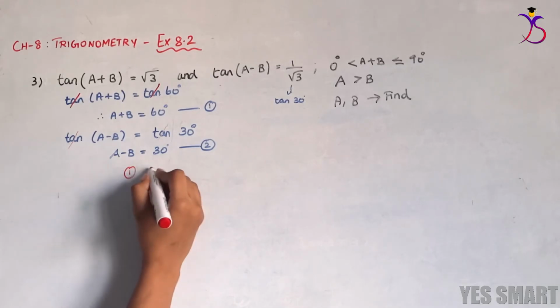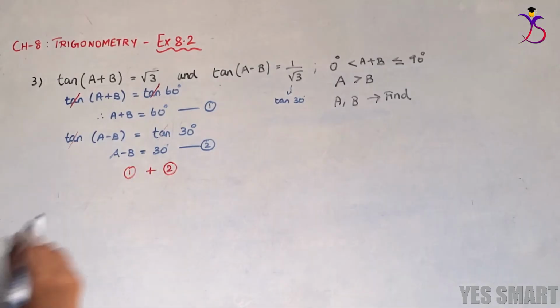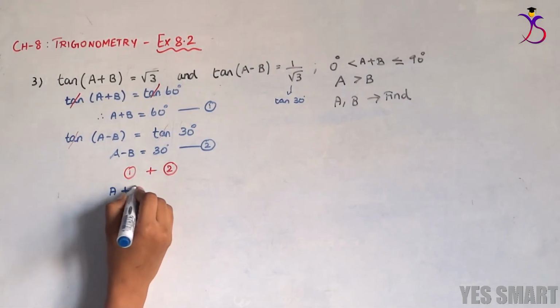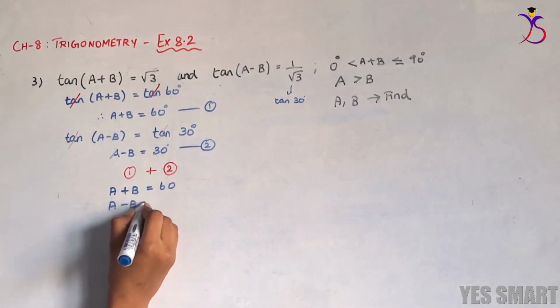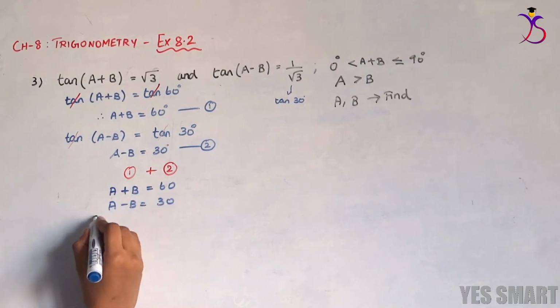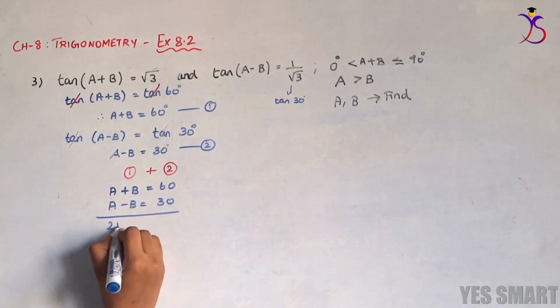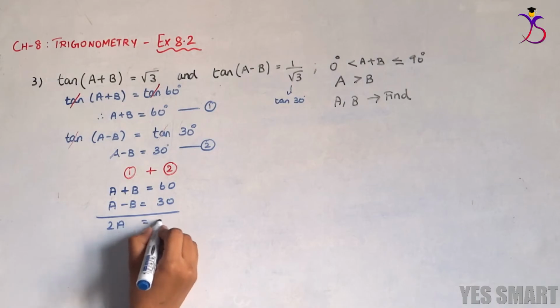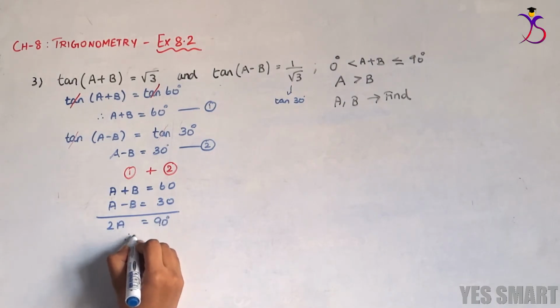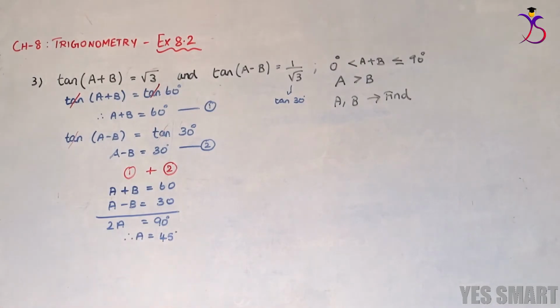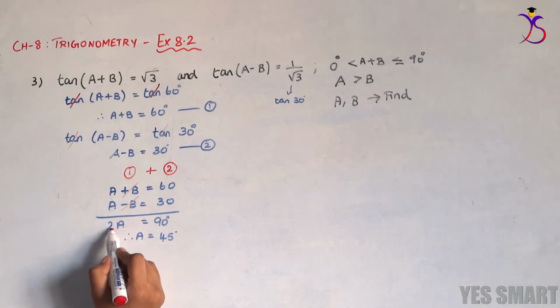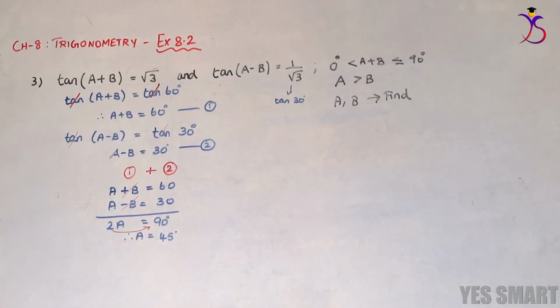Now I'm adding 1 and 2. Therefore, a plus b equal to 60 degree, a minus b equal to 30 degree. Plus plus is 2a, plus minus cancels, which is 90 degree. Therefore, a equal to 45 degree. Because 2 comes this side, it becomes division. 90 by 2 is 45. So a transpose occurs here.